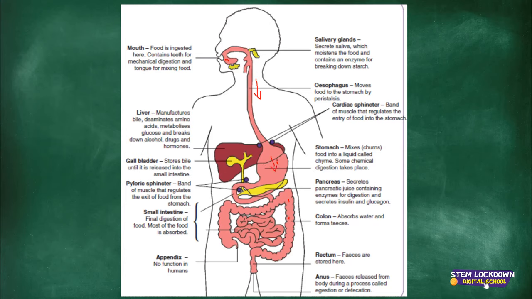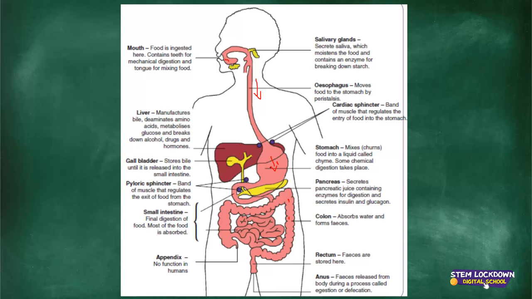So once that happens, the food bolus enters the stomach and there is churning of food that happens in the stomach. We also have the release of digestive juices like your hydrochloric acid. We have enzymes which are secreted in your stomach. And we also said that mechanical digestion occurs in the stomach, via peristaltic contractions of the stomach.